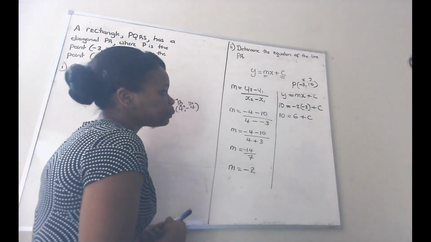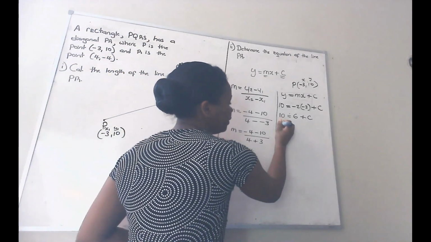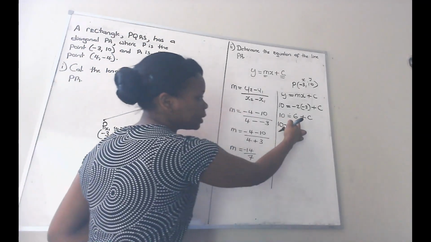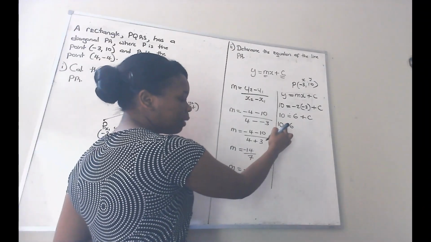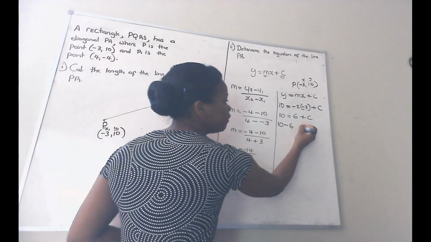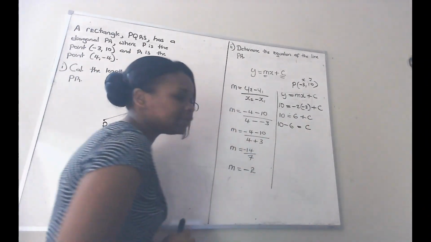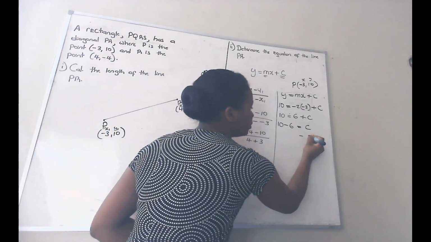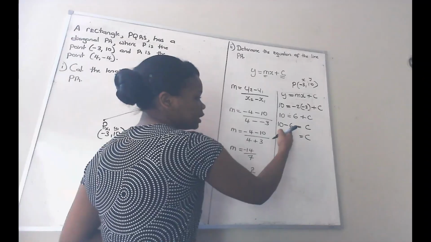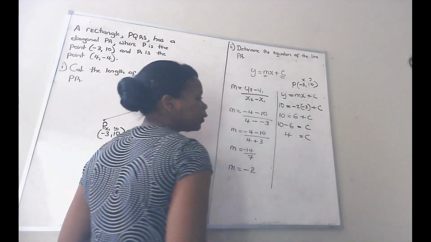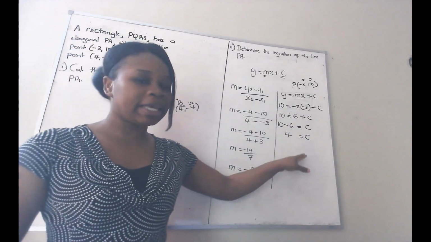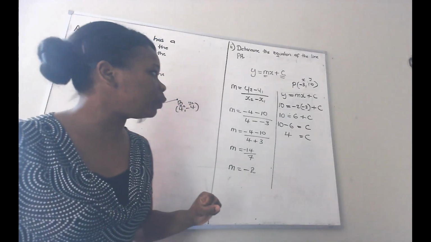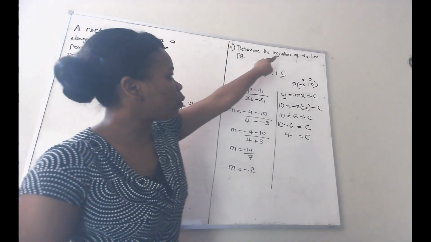So let's go. So this now is going to be 10 minus 6 because I brought the 6 over. It's no longer positive. It is negative. It is equal to C. So I have C by itself. So let's work this out. So 6 from 10 is 4. So C is 4.